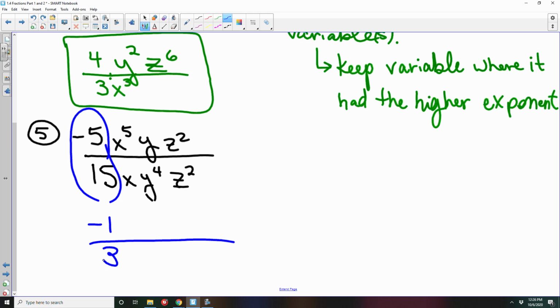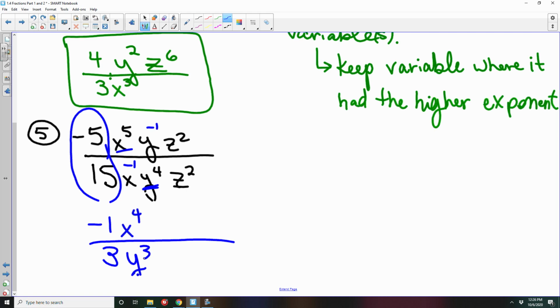Now, same steps with our variables. We want to pick which one has the higher exponent, so x on top or x on the bottom? Top. So we'll have 5 minus, how many do we have on the bottom? 1. So what's 5 minus 1? 4. So we get x to the 4th on top. Now, same thing. What is our y? Bigger on top or bottom? Bottom. So y to the 4th on the bottom. Now we're going to subtract bottom from top. So 4 minus that 1 is going to give us what?